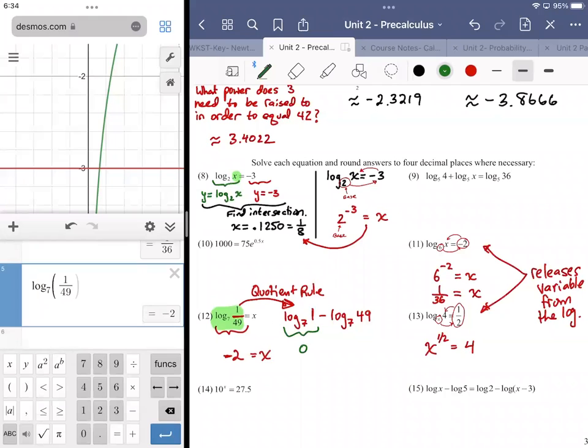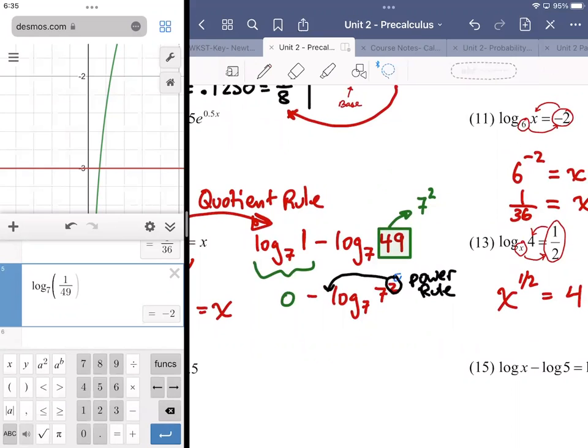So that 49 happens to be a power of 7. Another way I could represent 49 is by calling it 7 squared. The only reason I'm thinking to do that is because my base here is a 7, and you'll see how that plays out in a second. So 0 minus log base 7 of 7 squared. In the next step, I can actually apply the power rule for logarithms, which would make this 0 minus 2 log base 7 of 7.